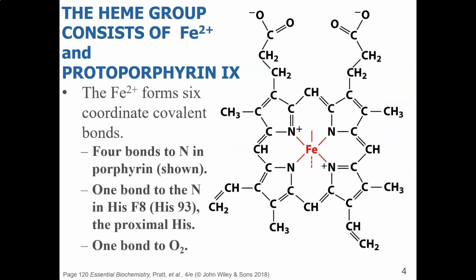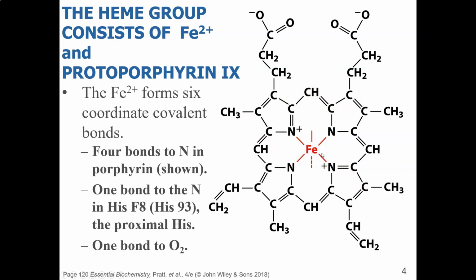So let's zero in on that prosthetic group. The heme group consists of two components, an iron 2+ ion and protoporphyrin 9. The protoporphyrin 9 ring is shown in black. It's a planar aromatic ring. In the center, in red, is an iron ion, and the iron has to be in the +2 oxidation state in order to bind oxygen.